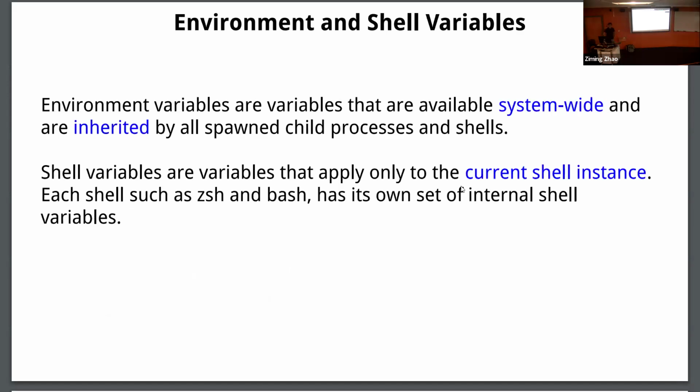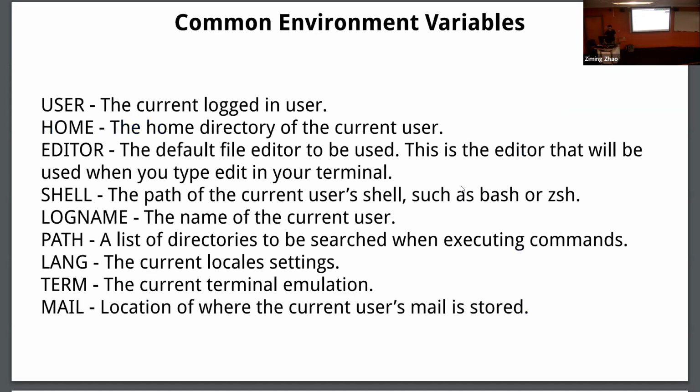So environment variables are set system-wide, and they are inherited by all new processes, child processes. But shell variables are variables that only apply to the current shell instance. The shell we're using on the platform is the Z shell, which is very convenient, and you can set shell variables just for this Z shell. But we're not using this much in this class.